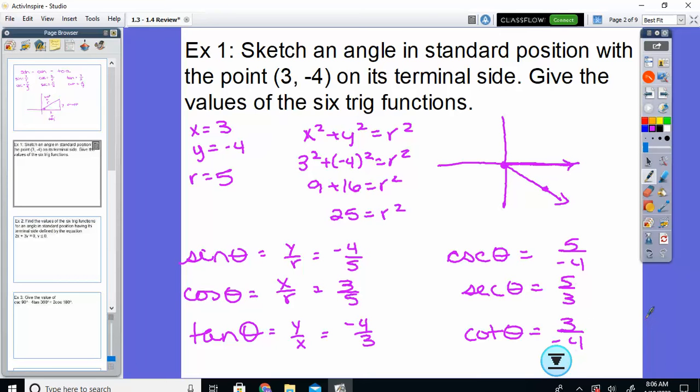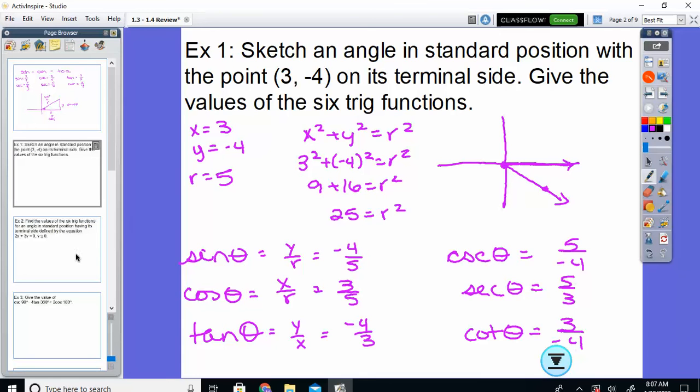So if you know your definitions, then it's just a matter of setting up fractions. Any questions on that one? So we can handle that easily enough. Okay.